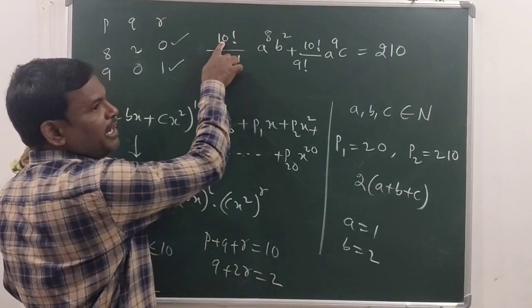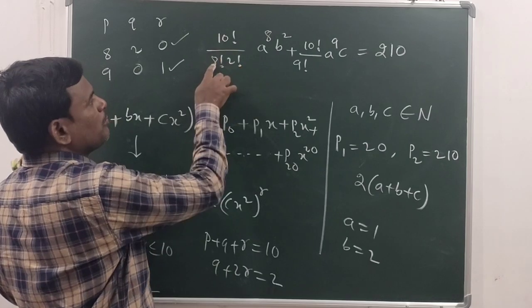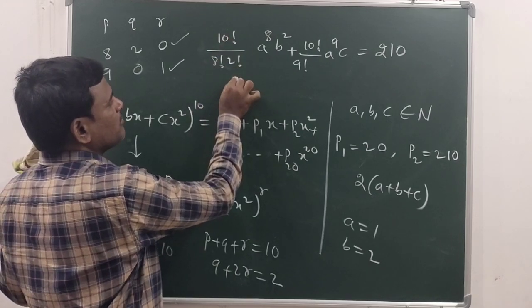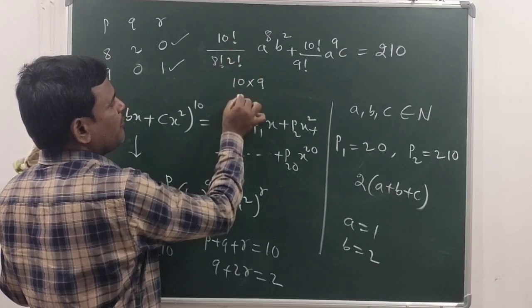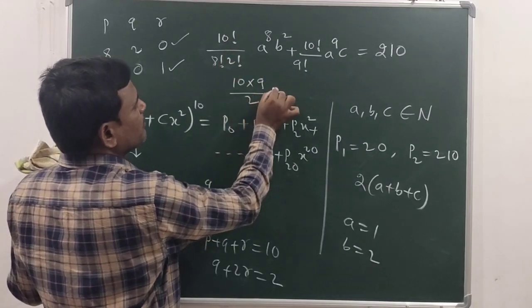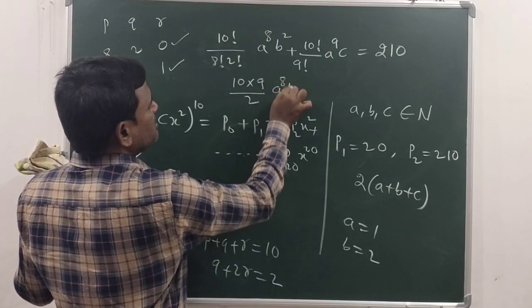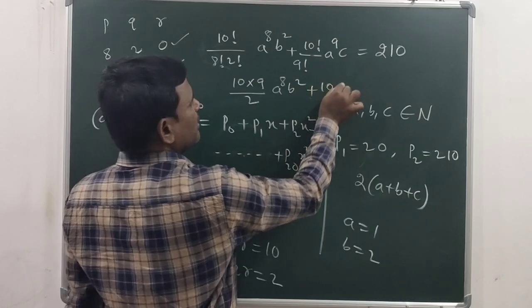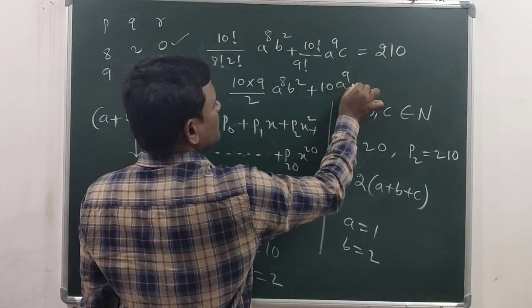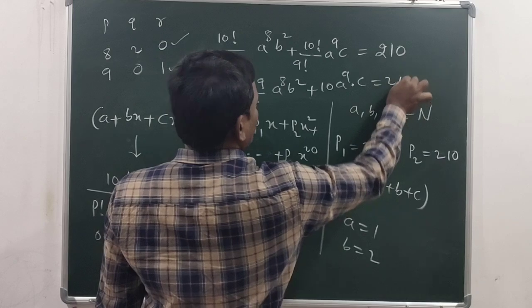So here 8 into 9 by 8 factorial cancel. So what do you get? 10 into 9, 8 factorial cancels, by 2 will be left. So here a power 8 b square, and here 10 will be left. 10 a power 9 c, which is equal to 210.